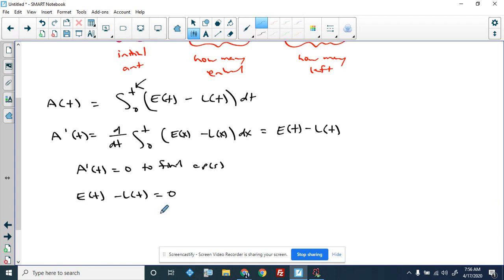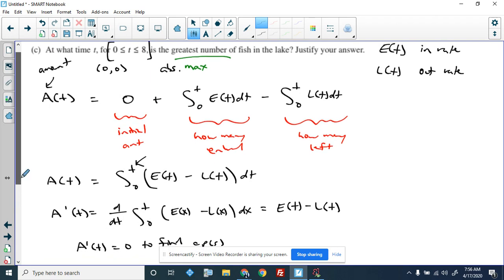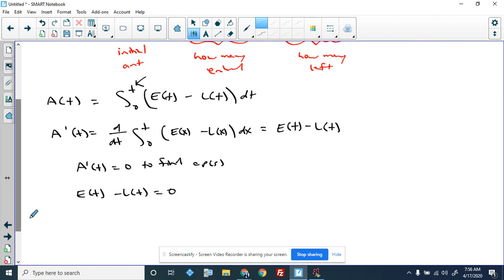That would require you to change your x window to be x min 0, x max 8, because that's the interval I gave you. And then you're going to have to figure out what your y window would be. But you got 153 before for the amount of fish that entered, so you can use that to figure out what I should adjust my y max to. That's one way to do it. The other way to do it is simply put this in y1. That's probably the best way, because then you don't have to worry about your y window. You just have to worry about your x window, which they gave you. So put this in your calculator.